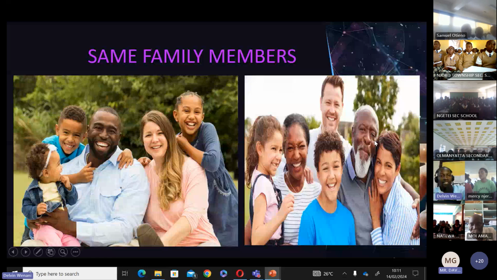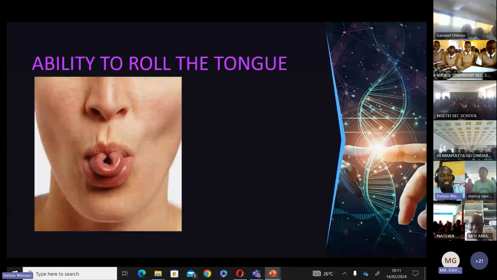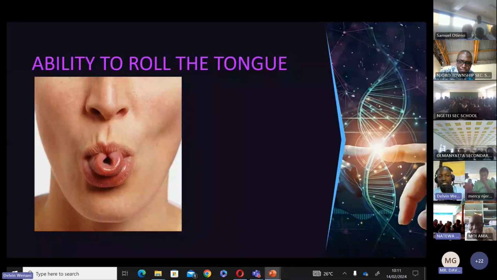Next, I've talked about the ability to roll the tongue, and I want to take that one as our activity. This is a difference that occurs amongst members of the same family, for example, the ability to roll the tongue. The first photograph I'm displaying is a tongue roller. And the second one I'm displaying is a non-roller. The first one is a tongue roller. The second one is a non-roller.